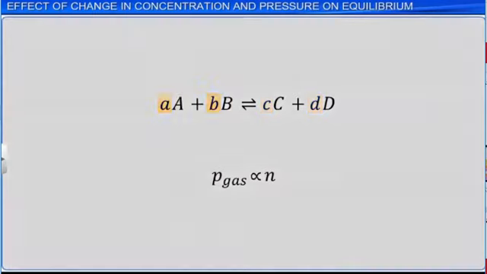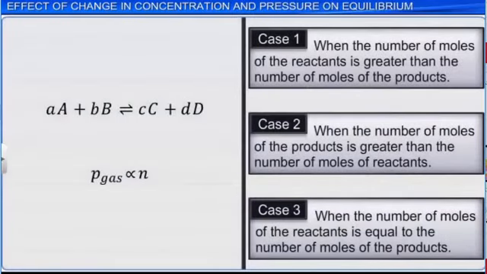This can be made clear by studying three cases. Case 1. When the number of moles of the reactants is greater than the number of moles of the products. Case 2. When the number of moles of the products is greater than the number of moles of reactants. Case 3. When the number of moles of the reactants is equal to the number of moles of the products.